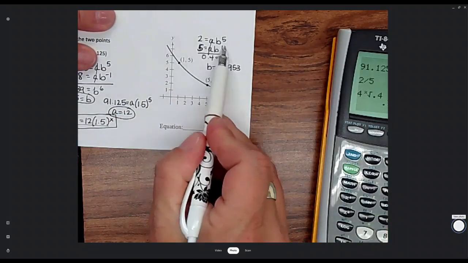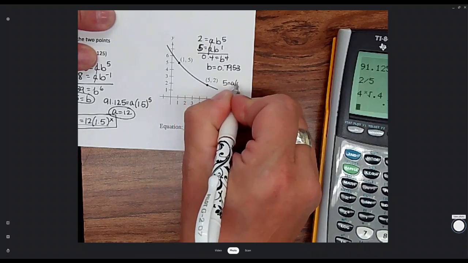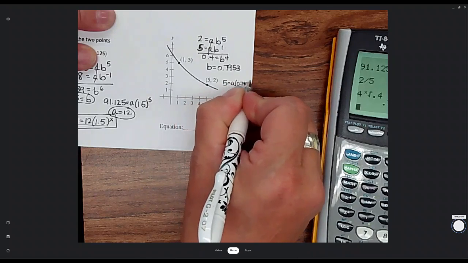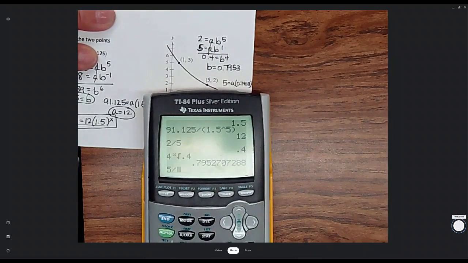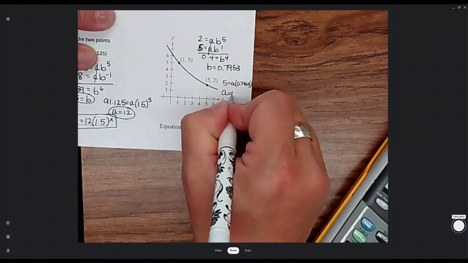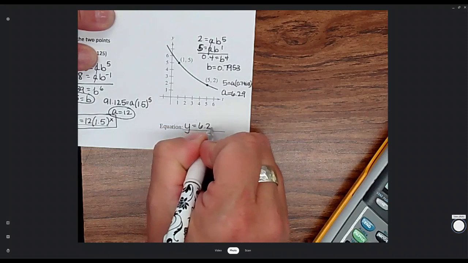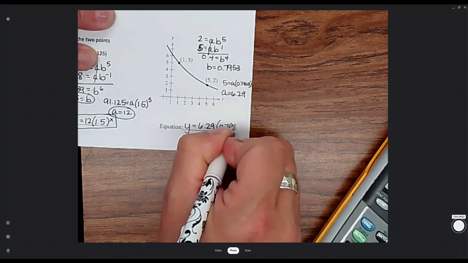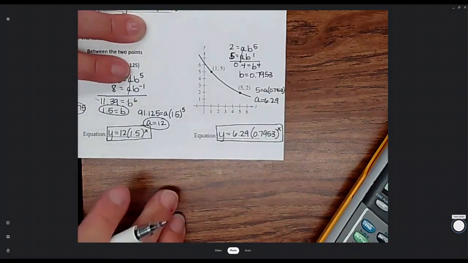I'm going to use this one because that exponent to the first tells me it's going to be a little bit easier to use. A times, can I squeeze all this in? Sure I can. Okay, really tiny, sorry. Okay, so 5 divided by 0.7953, or you could do the answer too. About 6.29. So A is about 6.29, which makes sense. That's probably about right where that is. Okay, so y equals 6.29 times 0.7953 to the x. And there's your review on exponential functions.